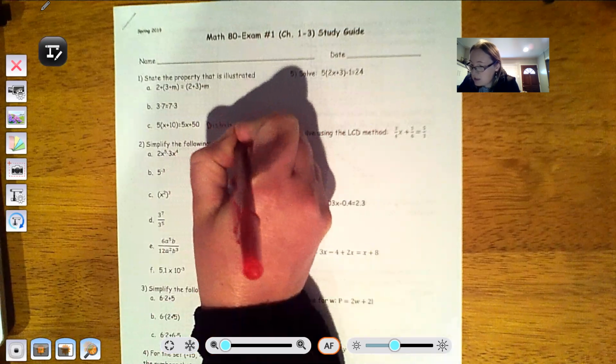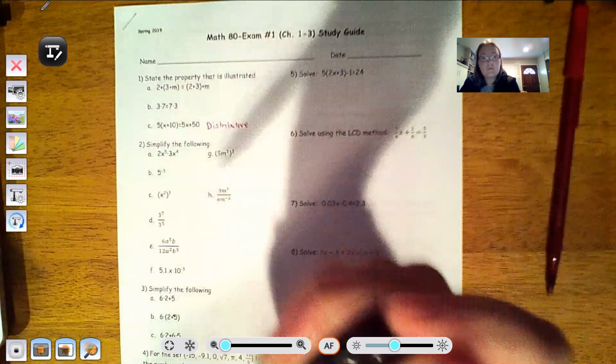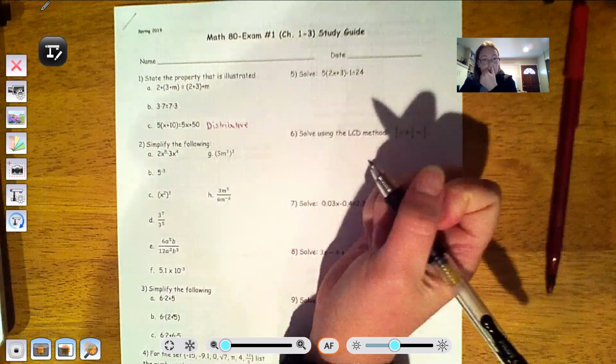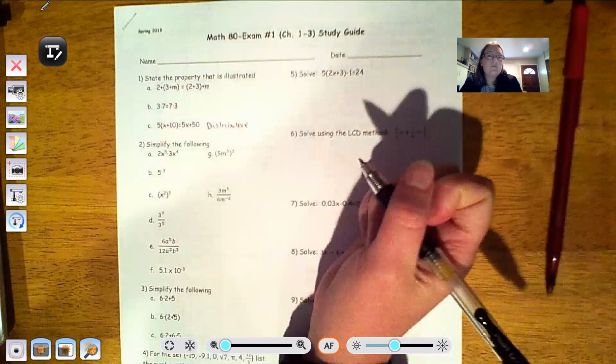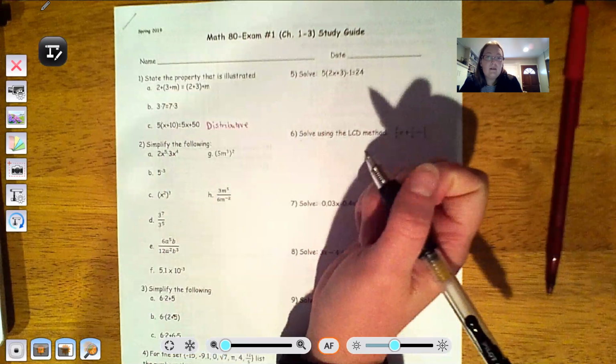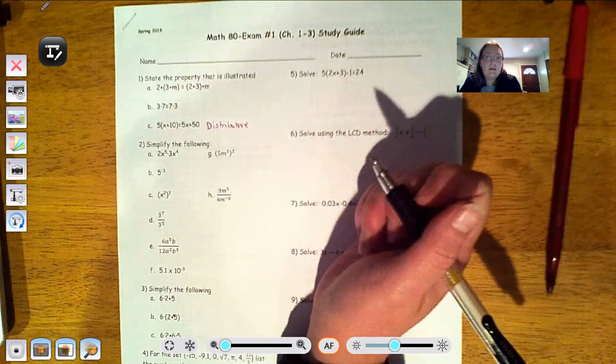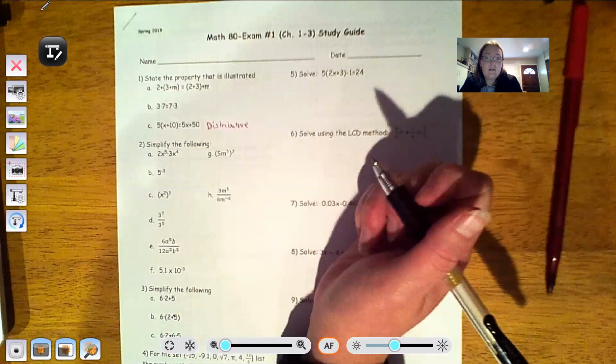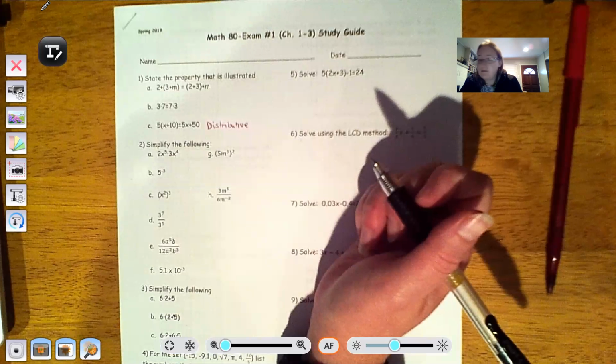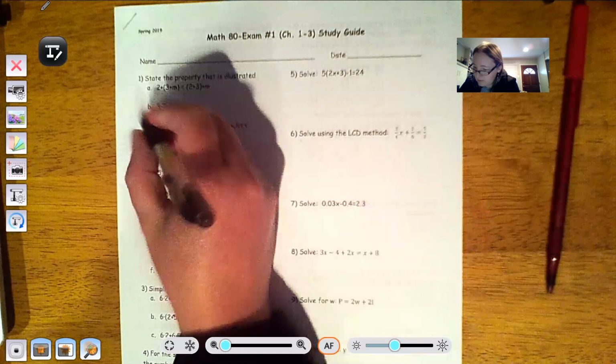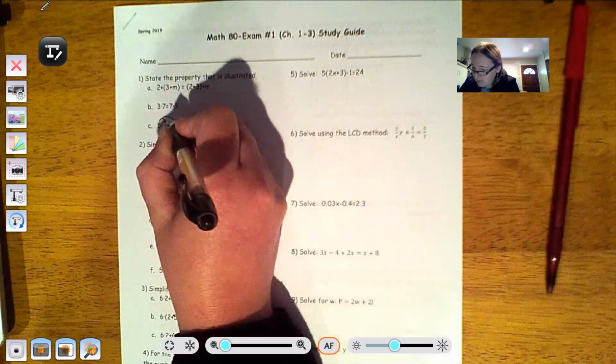Do you have notes organized by chapter? I do, but I don't. I guess I didn't take very good notes from that chapter. I don't have anything with me actually, so.